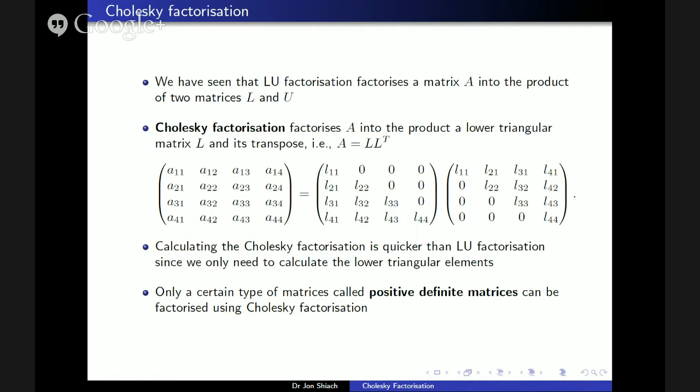Why would we want to do this? Well, calculating Cholesky factorization is quicker. We only have to bother with the lower triangular elements. We don't have to look at upper triangular elements. Unfortunately, we can't do this for every matrix. Only certain types of matrices can be factorized using Cholesky. These are called positive definite matrices. Okay, so that's what we're going to look at for the first part of this lecture.